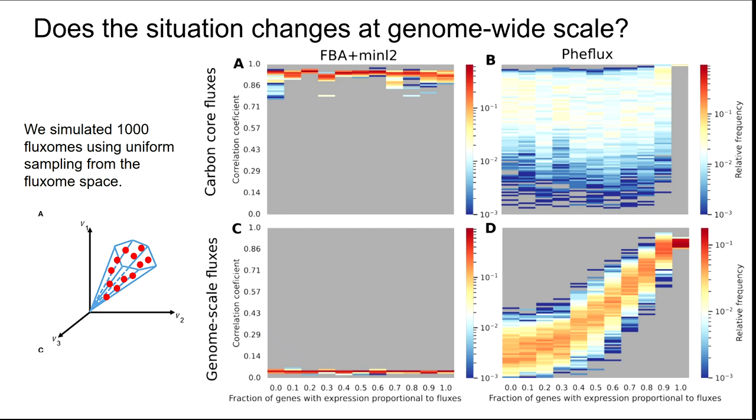But when we look at the whole set of fluxes, the whole genome-scale network, we see a consistent increase in performance. So after 60% of the reactions are perfectly correlated with the gene expression data, the performance is above 0.5, measured as a correlation, and gets better and better from there.